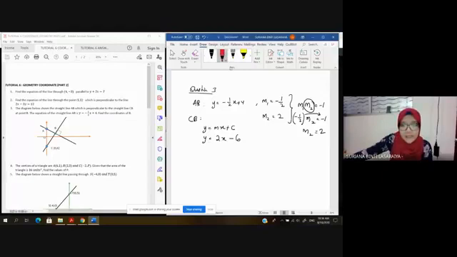So how to find B? B is the point of intersection between AB and BC. We denote this as equation 1 and this as equation 2. We can use simultaneous equations or the elimination method. Elimination method. So 1 minus 2, what do you get? y minus y is 0, equals -1/2 x plus 4 minus 2x minus 6. So this is -5/2 x.